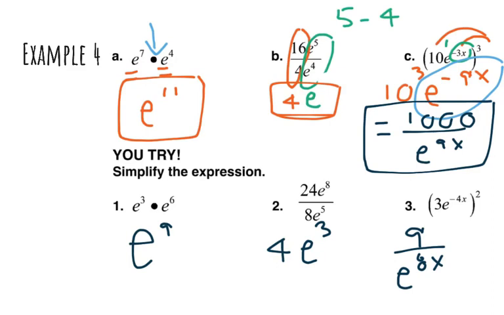Okay, so here are my answers, so you can quickly touch base and just make sure you guys got the hang of it. Again, the one that involves the most rules is probably the last one, since I had to distribute the exponent of 2 to both of these. And 3 squared is 9, and then this e to the negative 4x. Once I multiplied it, I still had a negative exponent, which is why I moved it down to the denominator to make that 8x positive.